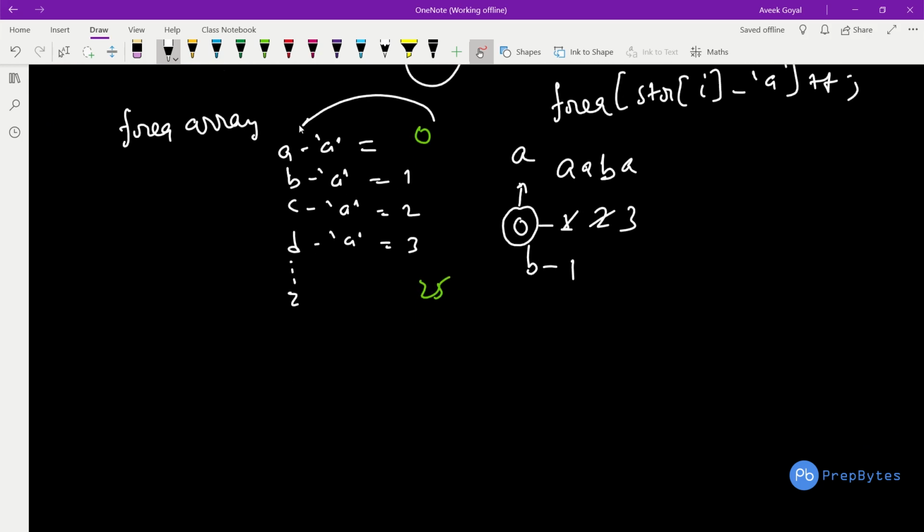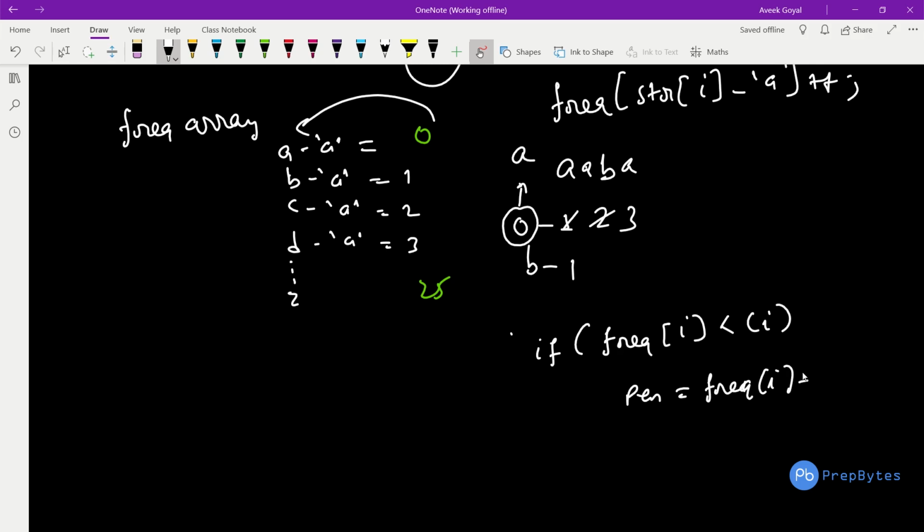And how do we get the reverse mapping? That is from 0 to A is simple. We just add 97 to it and convert it into a character. So this is how we create a frequency array. Once we have it, we check one single condition: if the frequency of the i-th character is more than the number of isolation centers, then in our pending queue we add the frequency of i minus the number of isolation centers, and finally we print this count.